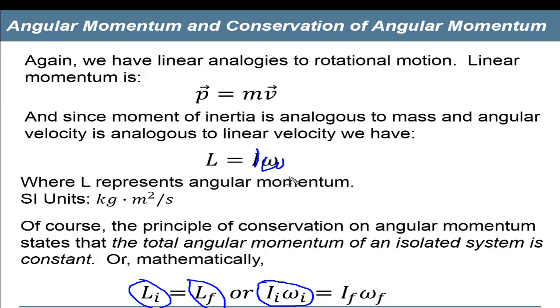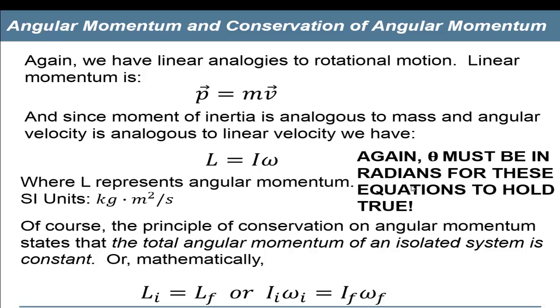So a figure skater can make their moment of inertia smaller by simply redistributing their weight closer to their axis, right? So by pulling their arms in, they can actually start spinning faster and faster. And that's the stuff we see with the conservation of angular momentum. Of course, again, in order for these equations to hold true, theta must be expressed in radians.